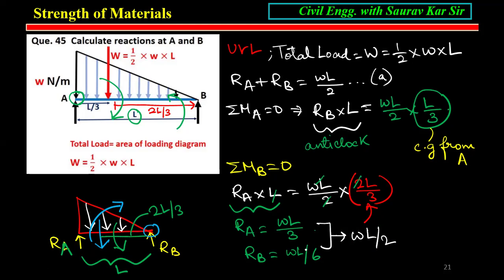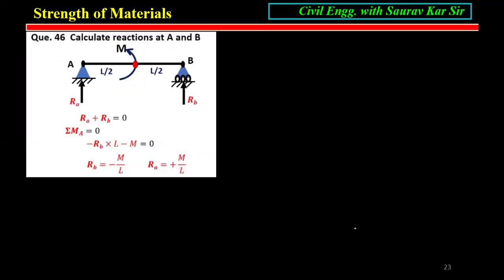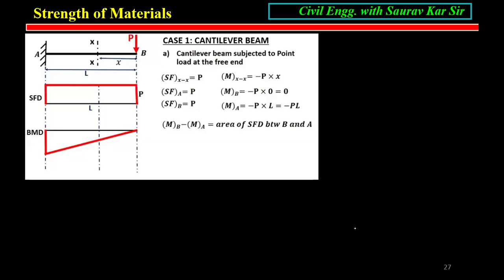RB is WL by 6, RA is WL by 3. If you add, this is nothing but the total downward load, that is WL by 2. Very interesting and very easy chapter. Now, due to moments also, just look at this. We can go through them. Now I will come to the questions further.